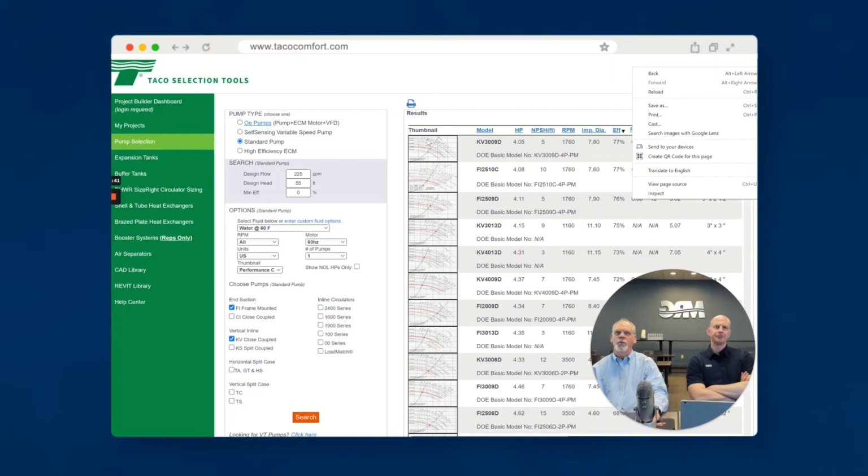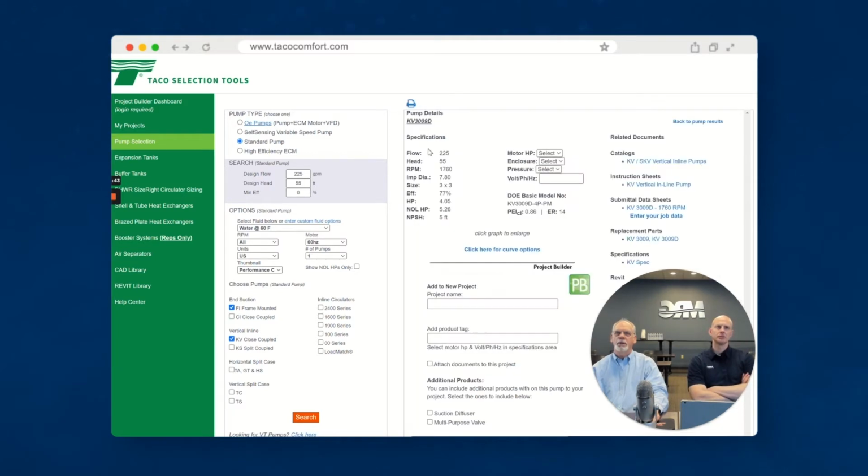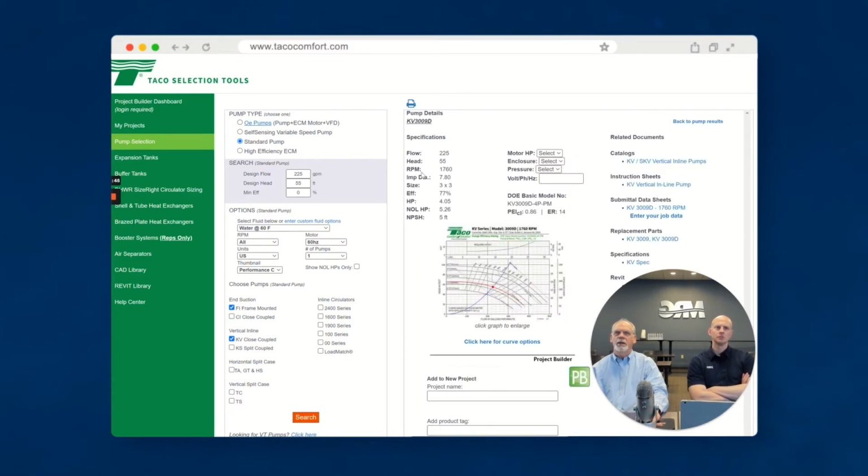With the 3-inch pump, we have a non-overloading at 5.26. All of our motors have a 1.15 safety factor. And if you have a drive, you can also use it to limit the amount of horsepower that you're going to use so that you do not overload that motor.